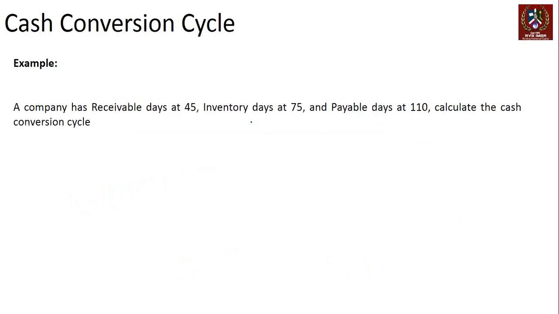Let's understand this. Take a few examples. A company has receivable days at 45, inventory days at 75, and payable days at 110. Calculate the cash conversion cycle. That's 45 plus 75 minus 110. That's going to be 10. So 10 days is the cash conversion cycle for this particular company, right?